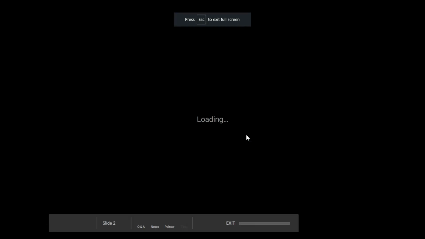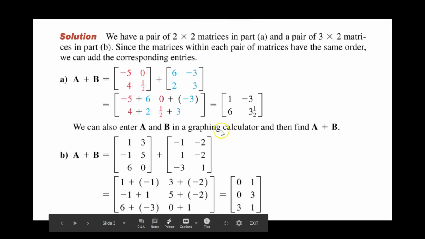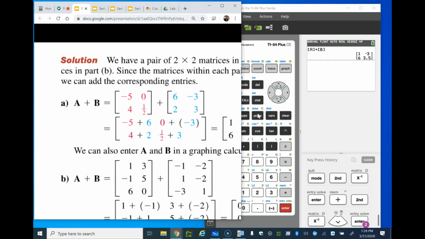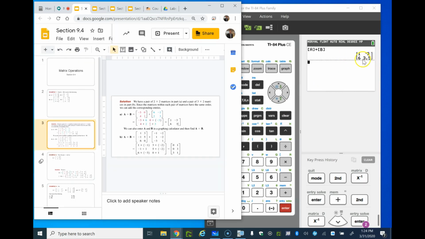So looking at these problems here. Now here, they show you how to do it by hand by just adding the first row together, and the second row here. But for here, I don't require any work. You can just put it in your calculator and you get 1, -3, 6, and 3.5. So 1, -3, 6, and 3.5, and that will be your answer for here.